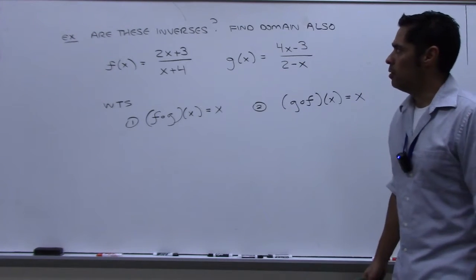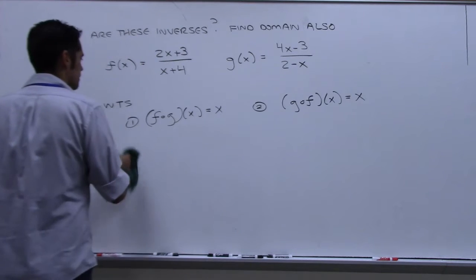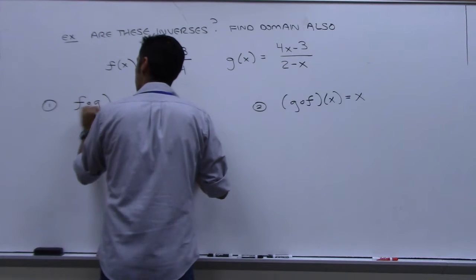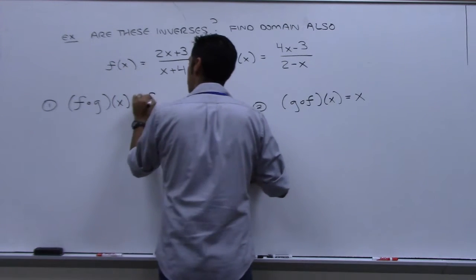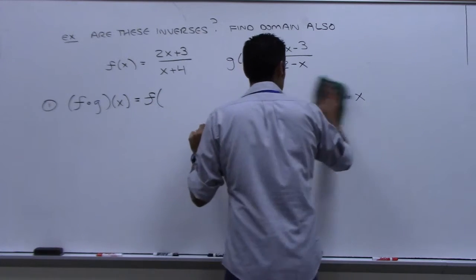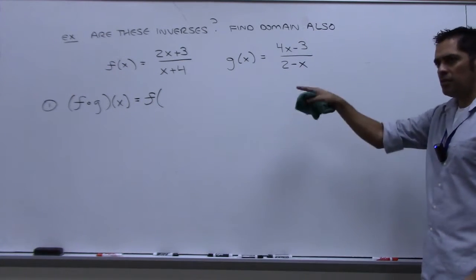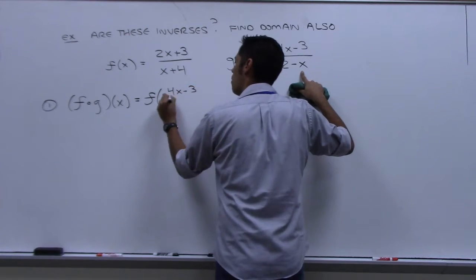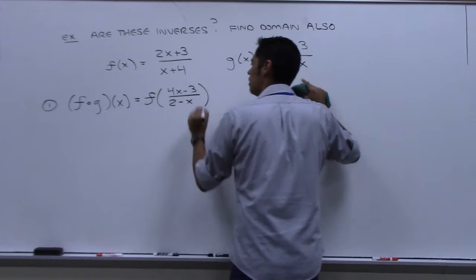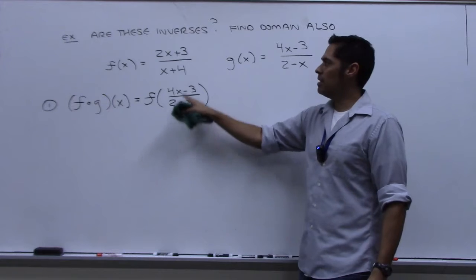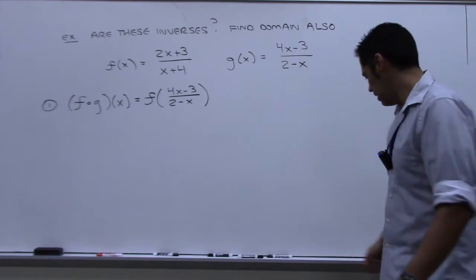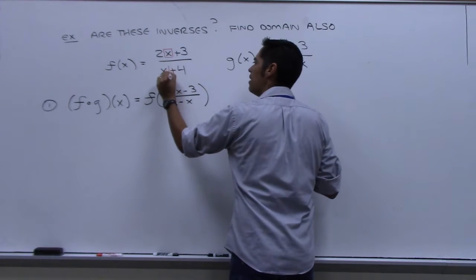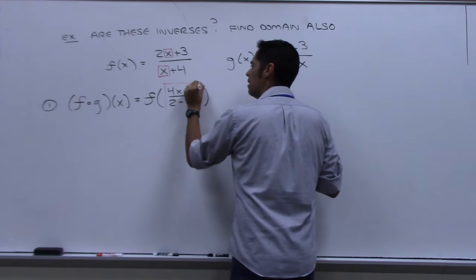Let's try the first one. So for 1, f of g of x means f with g plugged in. Can I just go ahead and plug g in right now instead of having to write g of x? Can I just write this? 4x minus 3 over 2 minus x. That g function is getting plugged into this f function. And that's going to suck, isn't it? Because we've got to replace this x right here and this x right here with this big rational expression.